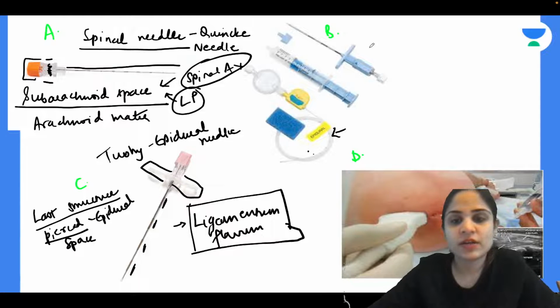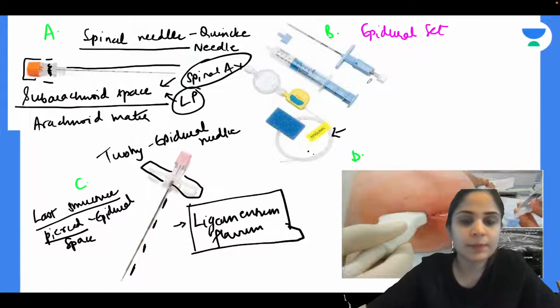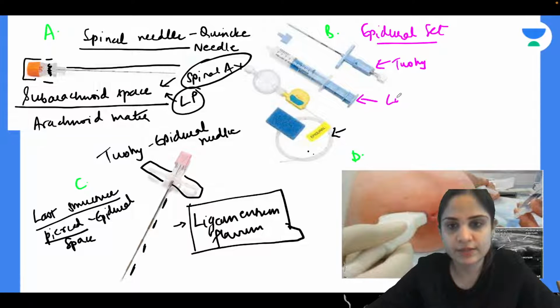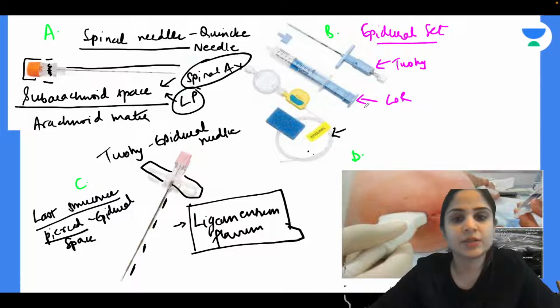Alright, so in option B, what are we having over here? This is nothing but an epidural set. Remember this. Now what is an epidural set? In the epidural set, you have the Tuohy needle. This is the one that we already know about. Correct? Then we have the loss of resistance syringe. It is called a LOR syringe or the loss of resistance syringe. It will help you in finding the epidural space. And then this, what you see over here, is nothing but your epidural catheter.